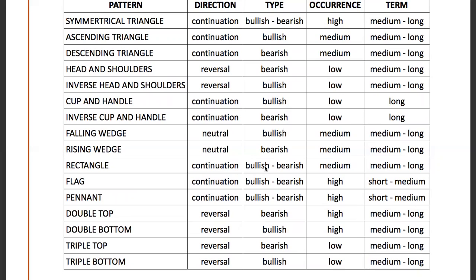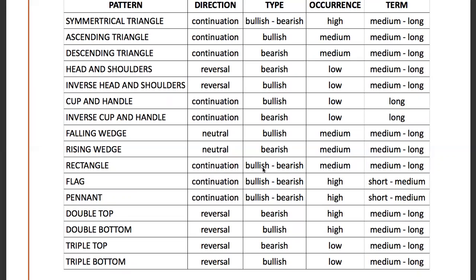It's a continuation pattern depending on the type of triangle. It can be a rectangle rather. It can be bullish when it's coming from the downside going up. It's a bullish rectangle. When it's coming from the upside going down, it's a bearish rectangle. Its occurrence is medium and it can be medium to short to long term rather.